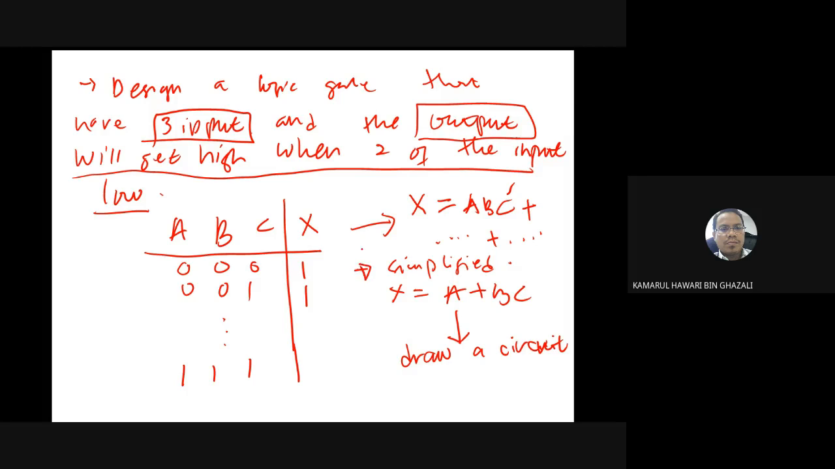Simplification is a must. The truth table is a must. If you don't have a truth table, how are you going to get the Boolean expression and then draw the circuit? So the steps are: truth table, Boolean expression, simplify, and draw the circuit.